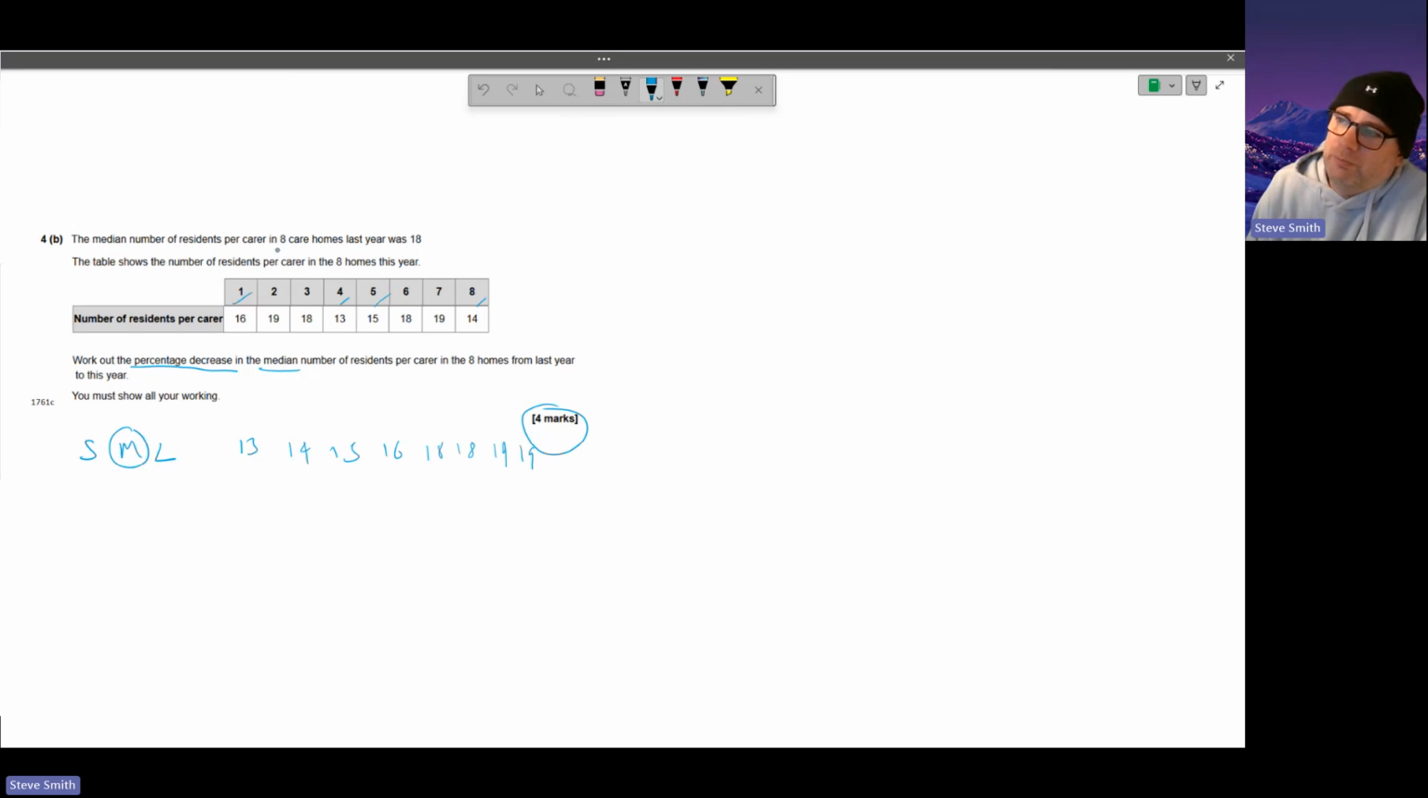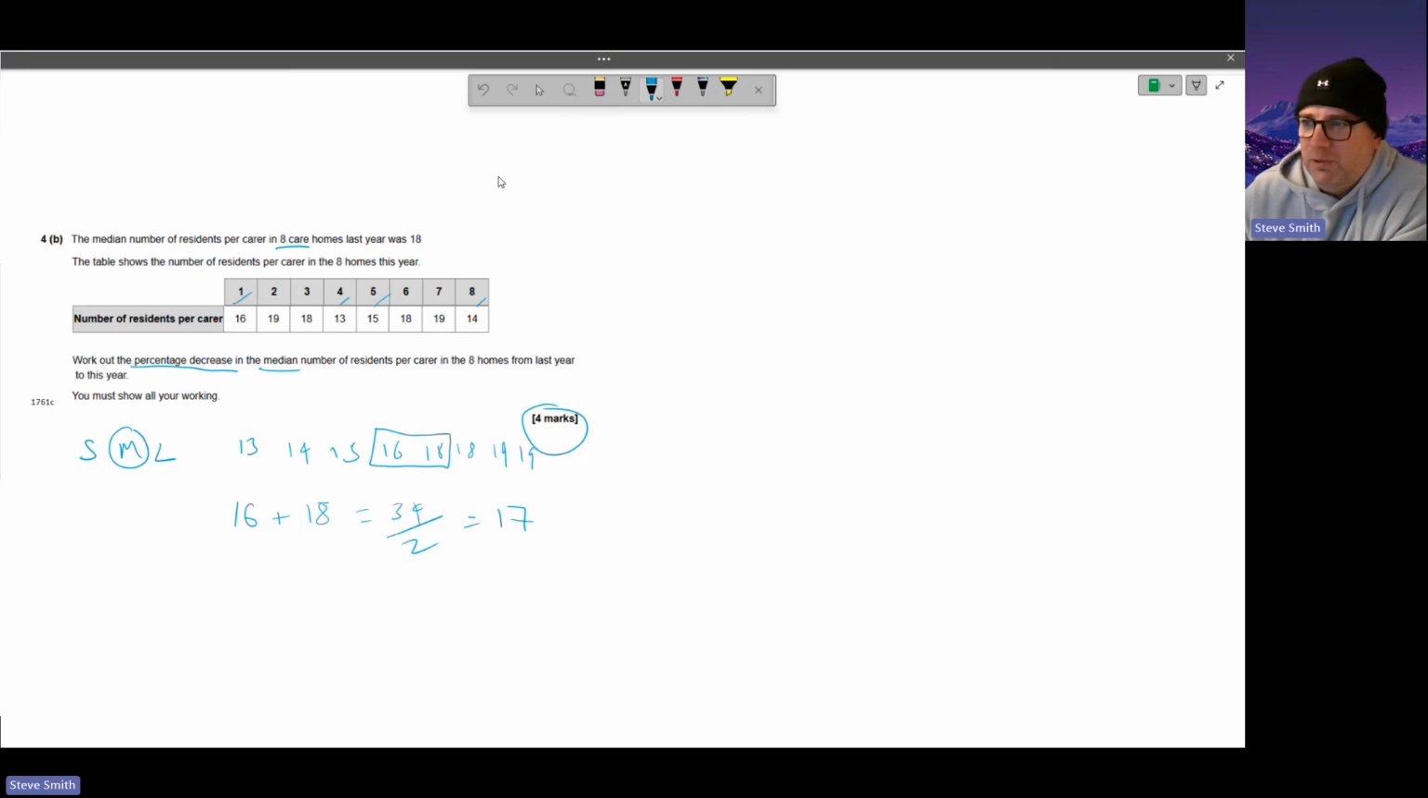8 care homes. When we've got the median of an even number, we need the middle 2 numbers, and we need to grab them both. So we need the 4th and 5th number. We can check we've got 3 at that end, 3 at that end, so they're the middle 2. We've got 16 and 18, that's 34. And then we divide it by 2. So we know that the median number is 17. 17 people, and that's this year. Okay. And it said percentage decrease.